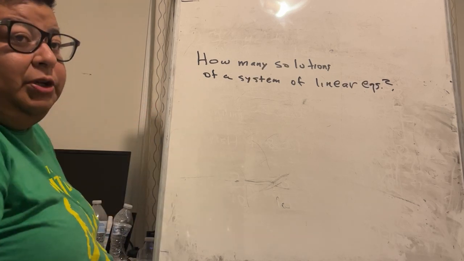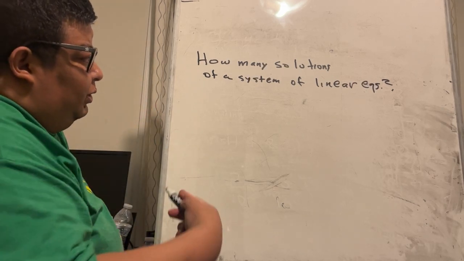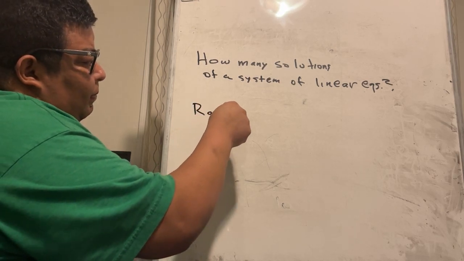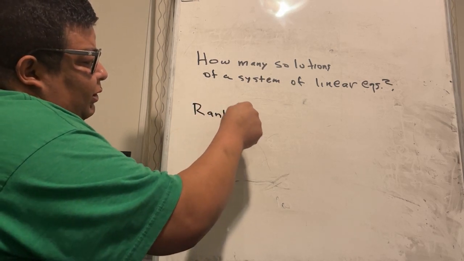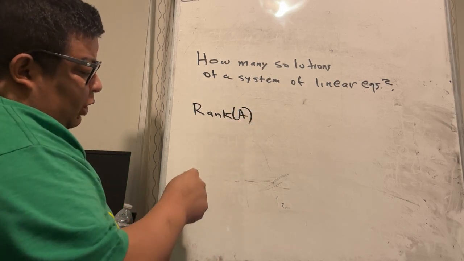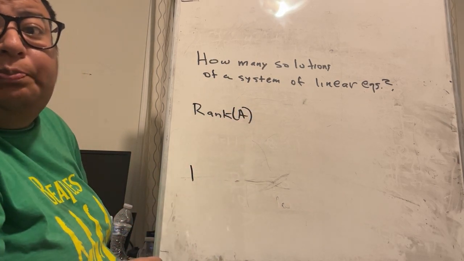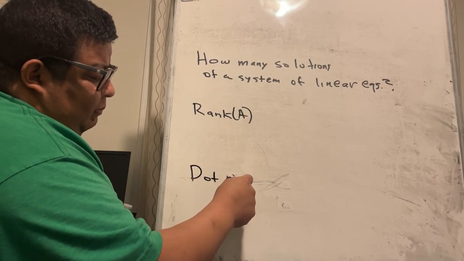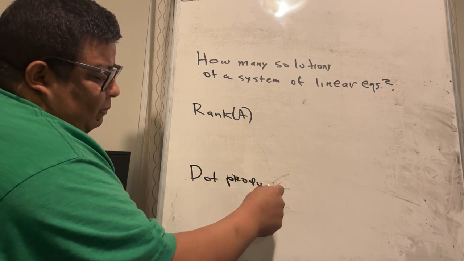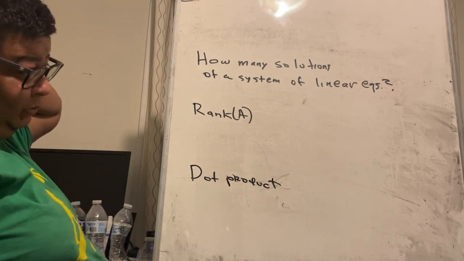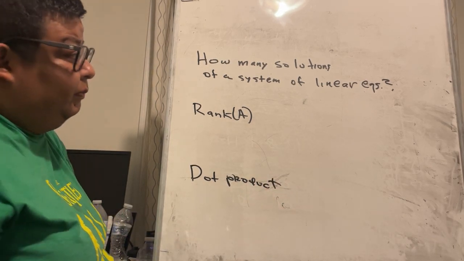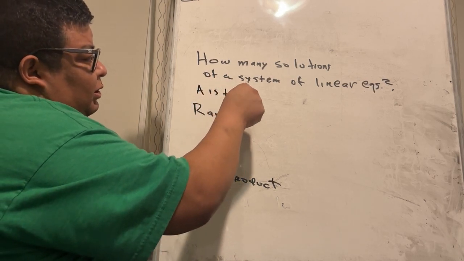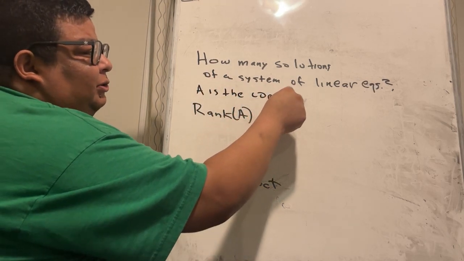So first we're going to look at two things. We're going to look at the rank of A, and we're going to look at something called the dot product. So the rank of A, where A is the coefficient matrix.